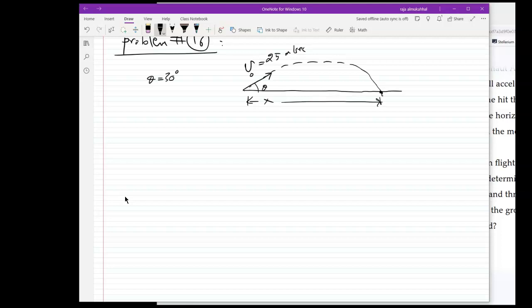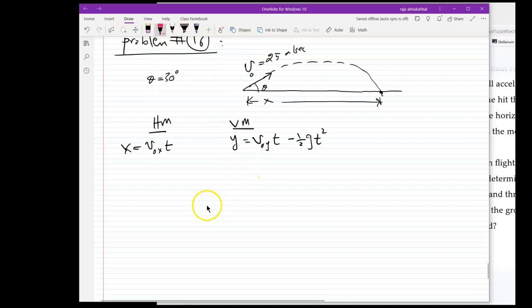So to solve it, let's do the Earth first. Or before I do that, let me just use my usual technique of solving a problem like that. Horizontal motion, vertical motion: X equals V naught X T, and y equals V naught y T minus 1/2 g T squared. I want to calculate V naught y and V naught x. It's very important that we do that initially, to get it out of the way. That's going to be 25 cosine 30 for the x component, right? So cosine 30 is 0.866 times 25, answer 21.7 meters per second. This is for V naught X.